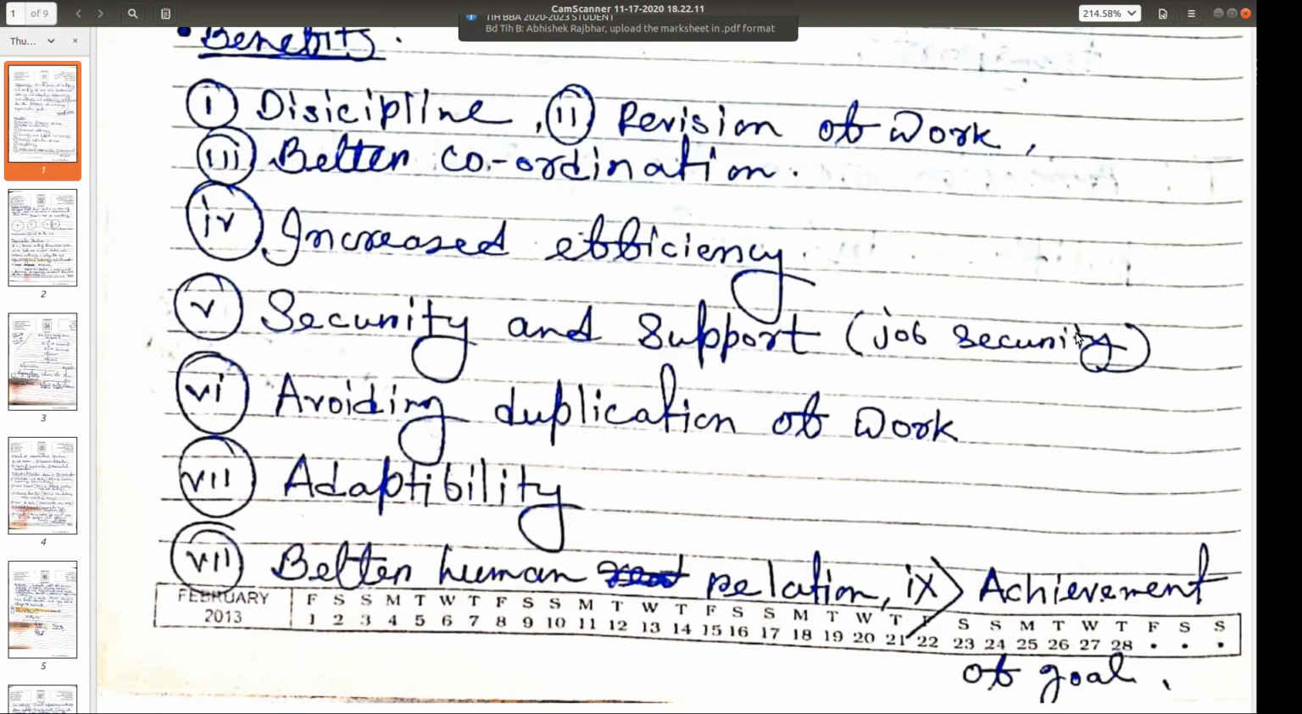Next, obviously it will enhance better human relations between the employer and employees, and among the employees again. And finally, that will help us in the achievement of the goal. So these are the benefits basically.